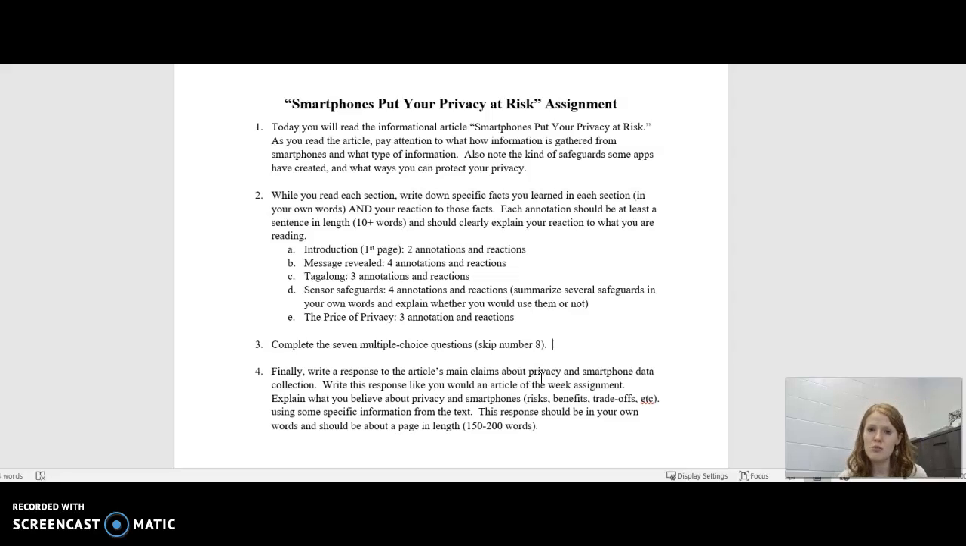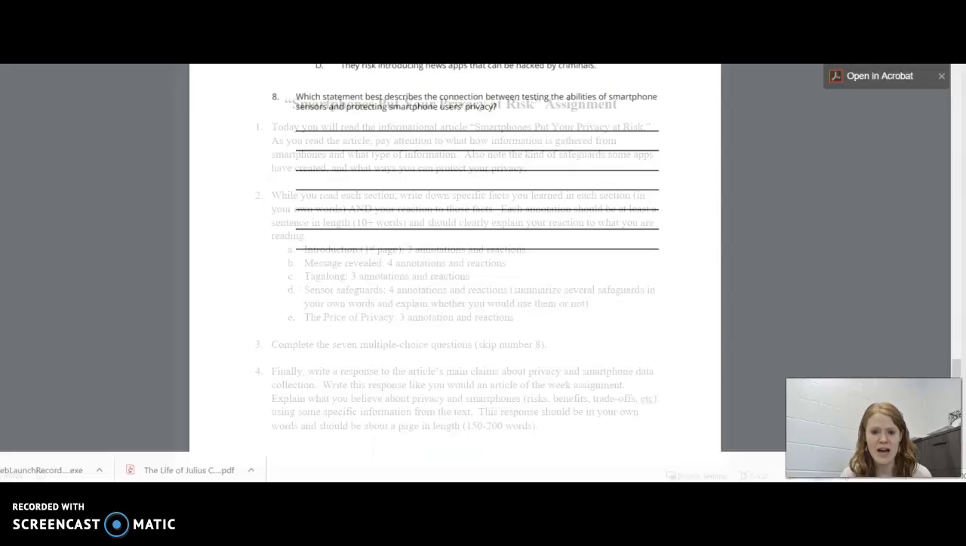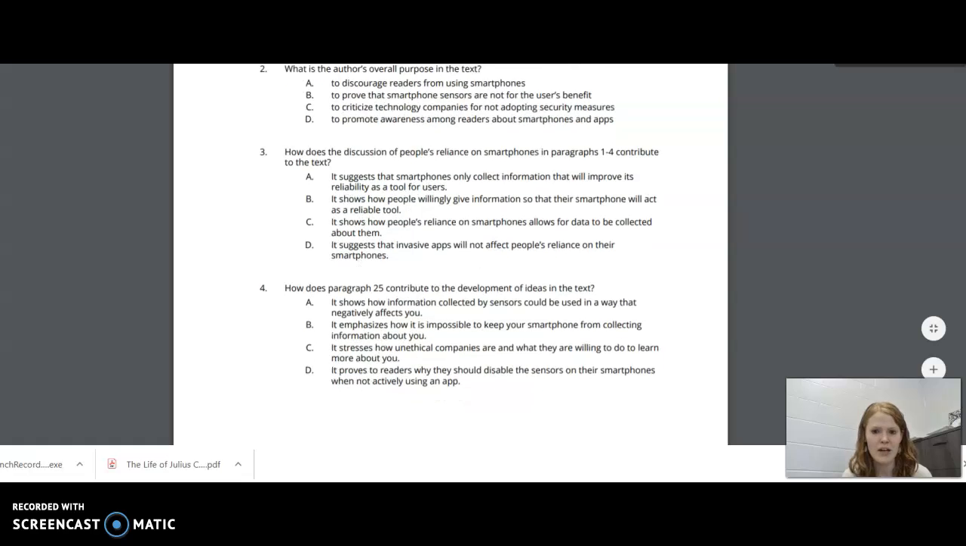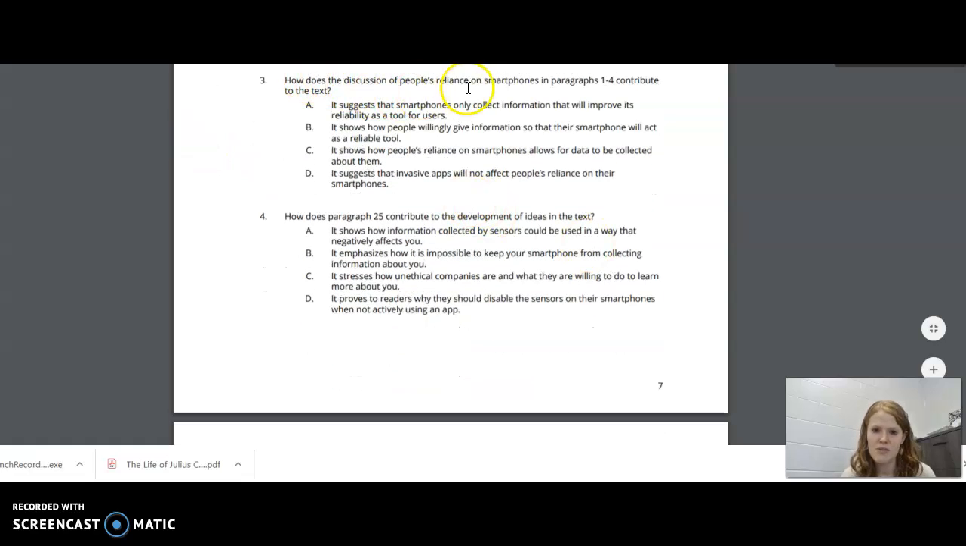So please make sure with the multiple choice section, all I am wanting of you guys is to see that you are trying, that you are answering to the best of your knowledge based off of the article. I would highly recommend that as you're completing the multiple choice questions here, a lot of them ask you to go back to specific places in the text, like how does the discussion of people's reliance on smartphones in paragraphs 1 to 4 contribute to the text? When I was completing these on my own just to check my answers, I would go back to those particular sections in the text, reread, and then read the answers. That helped me get the right answer on those questions. So that's what I would suggest that you do.